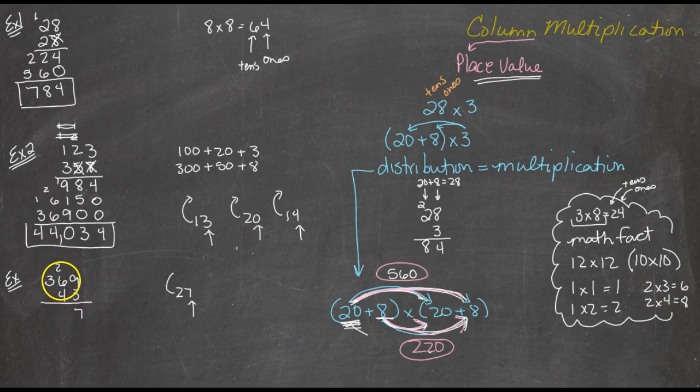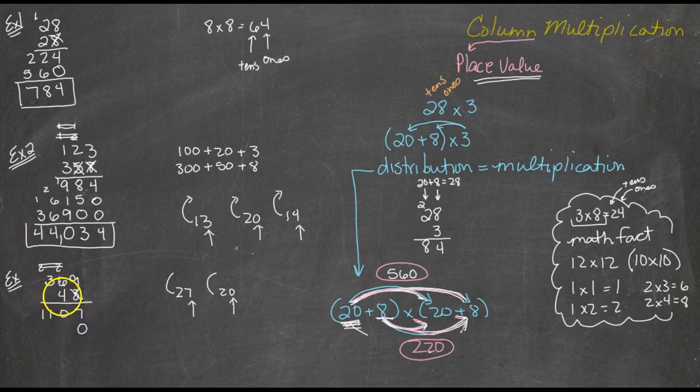3 times 6 is 18, plus 2 is 20. I'm going to write the 0. I'm going to carry the 2. 3 times 3 is 9, plus 2 is 11. So I'm just going to write that down. And now I don't want my carryovers anymore for that row. I'm done with 3, which pushes down to make a 0 right there.